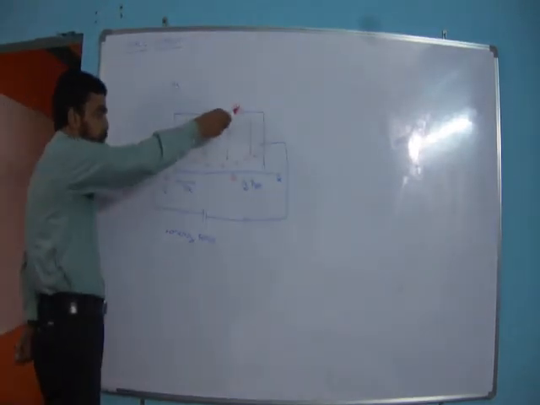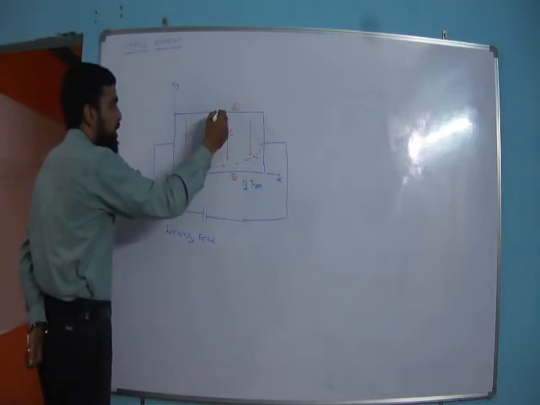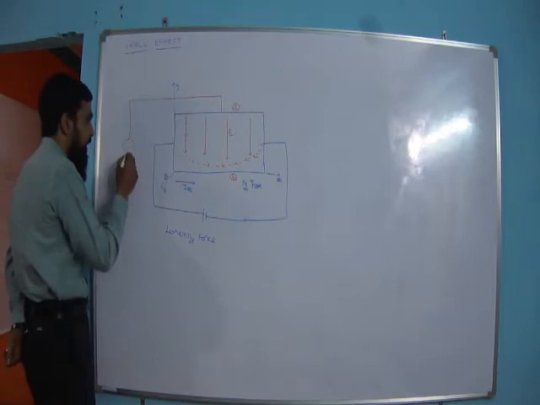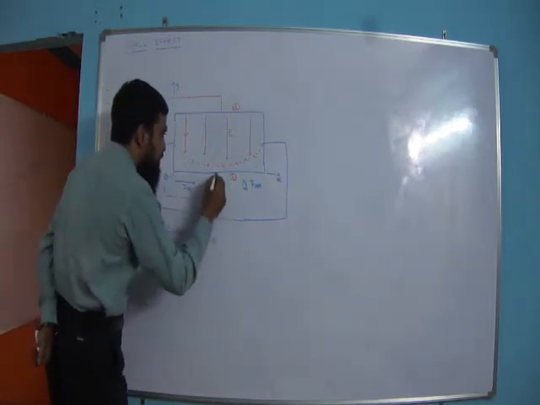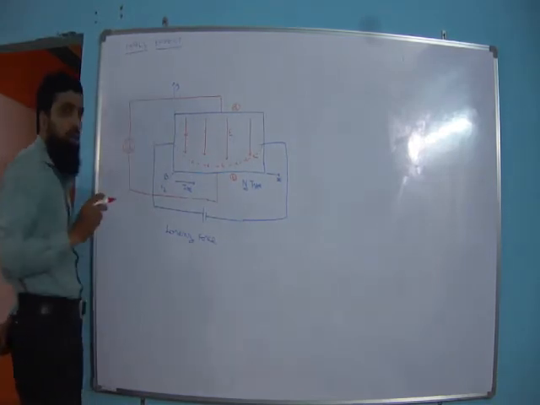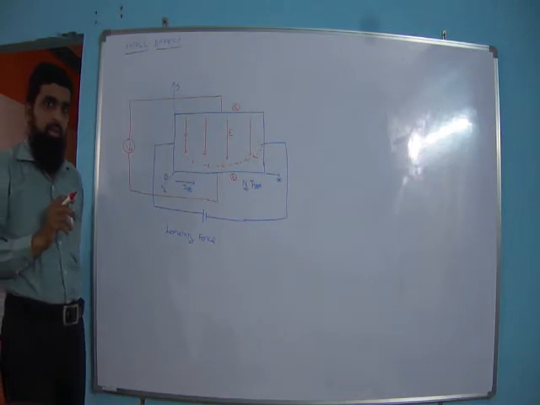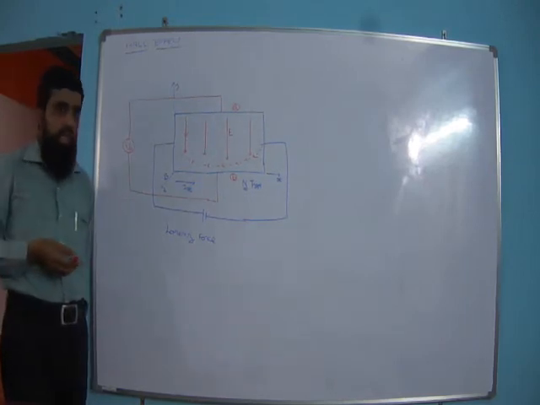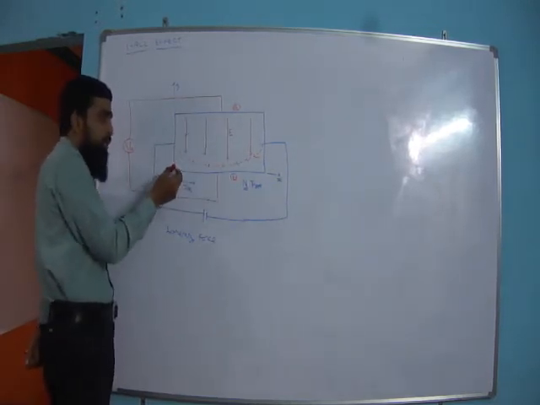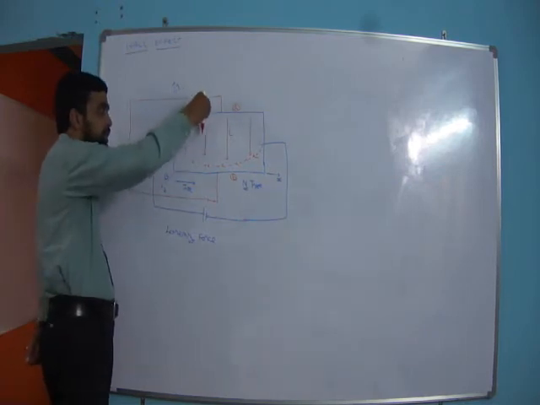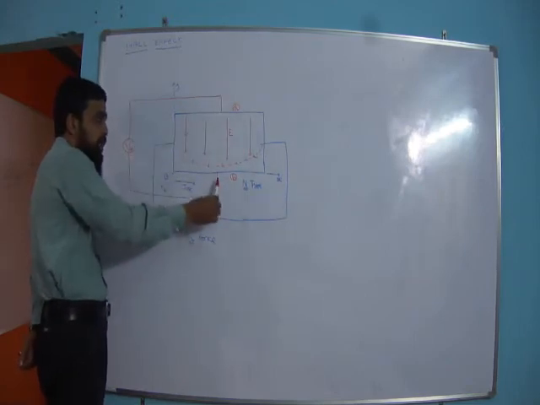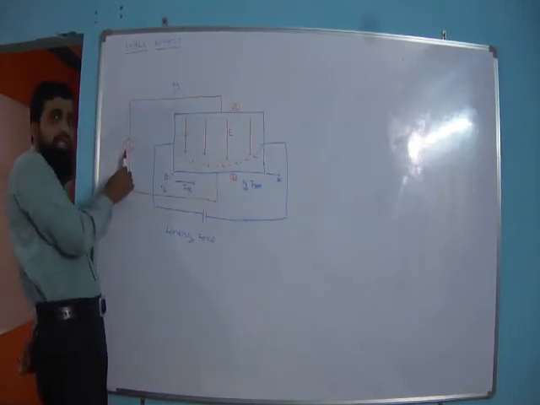As surface A is more positive and surface B is more negative, there will be a potential difference between surface A and surface B, and a voltage is generated between them, and this voltage is known as Hall voltage. Now this is Hall effect. When a current carrying conductor is placed in a perpendicular magnetic field, a transverse electric field is induced and a voltage is developed. This voltage is known as Hall voltage.